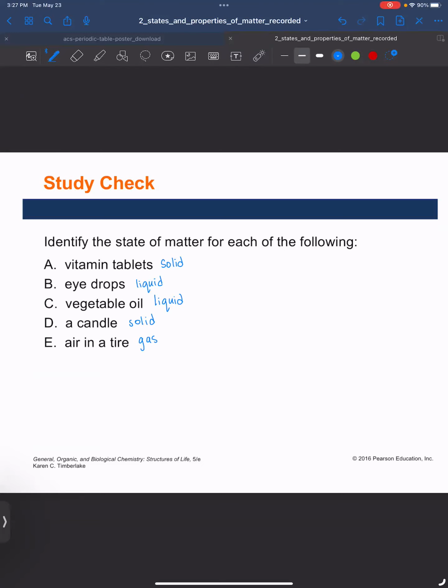And so when you're working with different types of matter in the chemistry laboratory, or wherever you're working, you are already classifying different types of matter as solids, liquids, and gases.